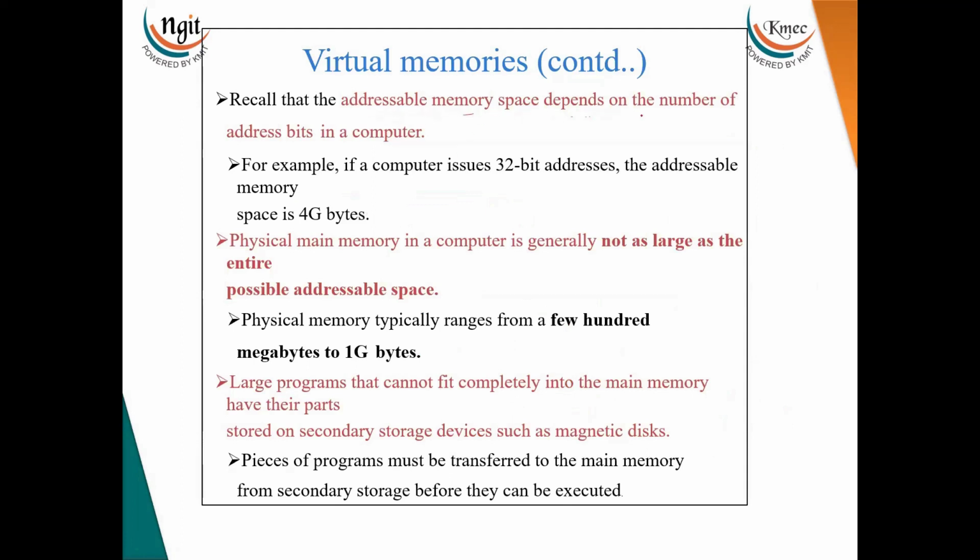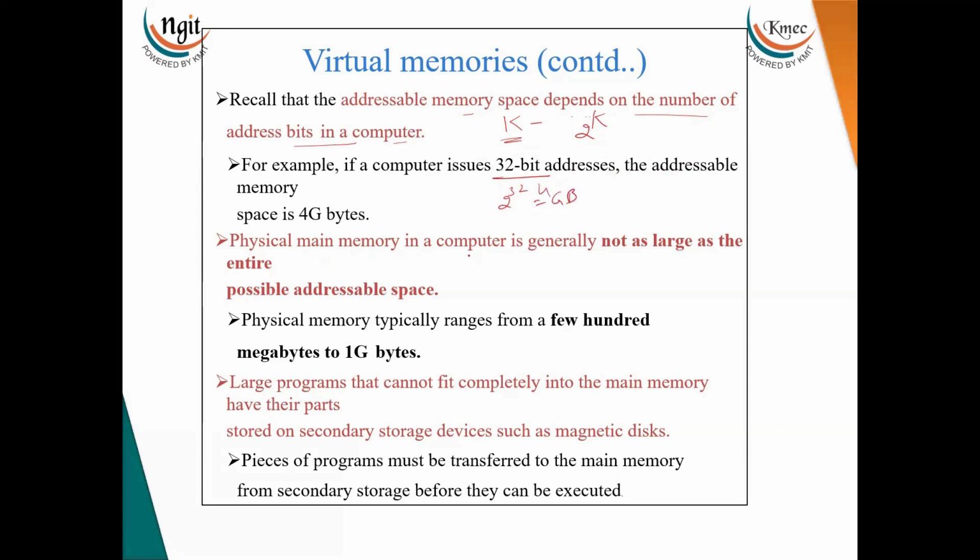Now, the addressable memory space depends on the number of address bits in the computer. If there are k address bits, then the address space or memory size is equal to 2 to the power of k. For example, if the computer issues a 32-bit address, then the total addressable memory is 2 to the power of 32, which is equal to 4 gigabytes.